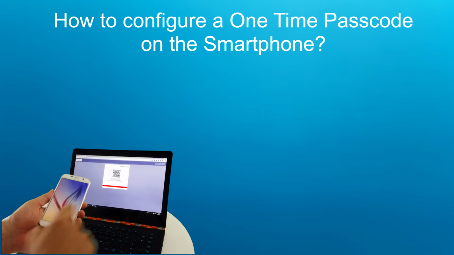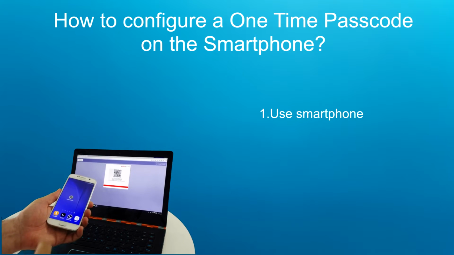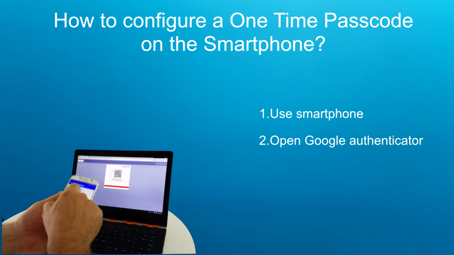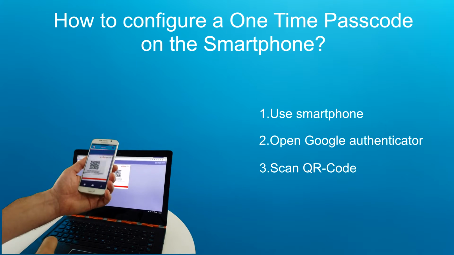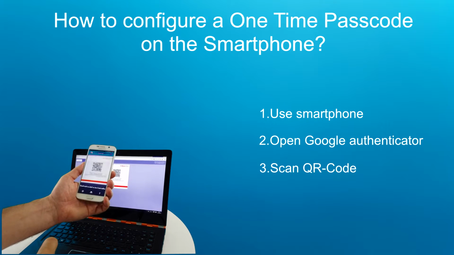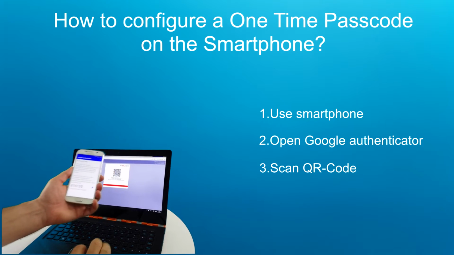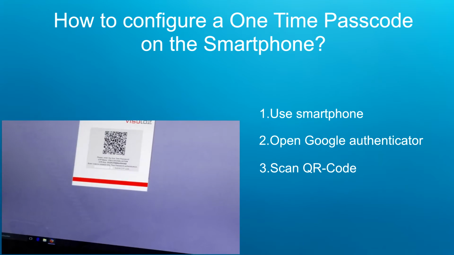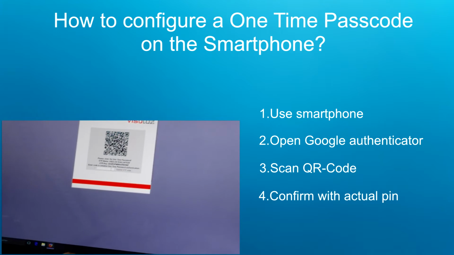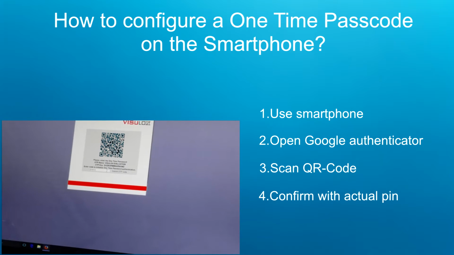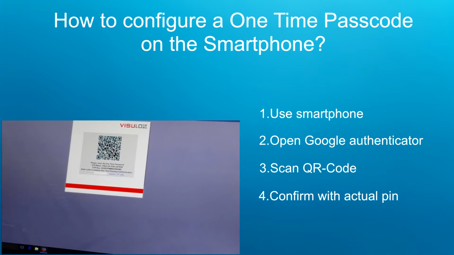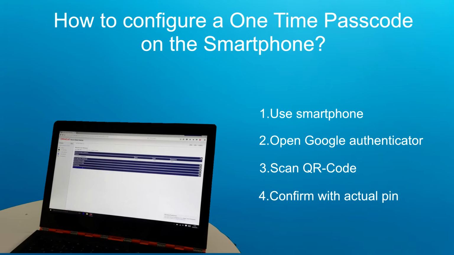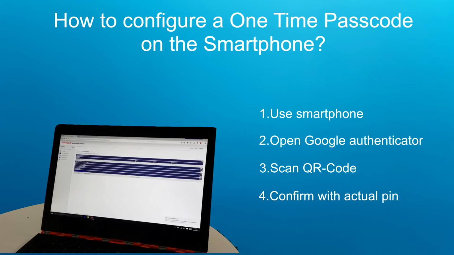He uses his smartphone, opens the Google Authenticator, and scans the QR code and confirms the configuration with his first PIN. And now he's logged in and has a valid OTP configuration.